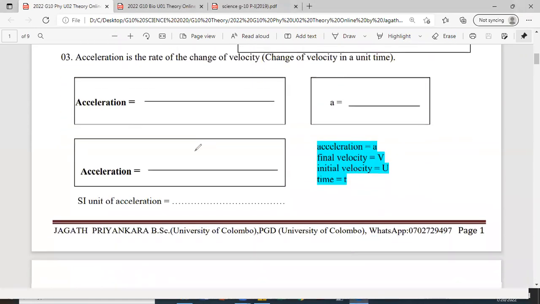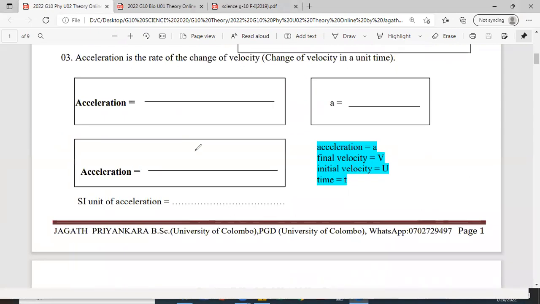Then number 3, acceleration. What is acceleration? How fast the velocity is increasing. If velocity is increasing rapidly, some drivers are flying, not driving. From 0 to 100 kilometers per hour within 10 seconds, that means they are flying. That is called high acceleration.